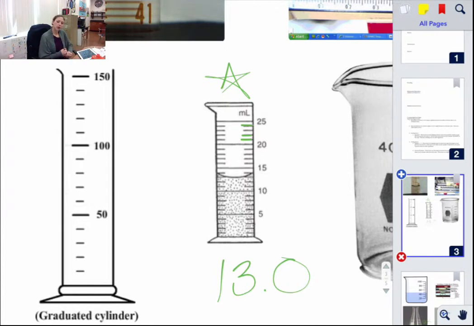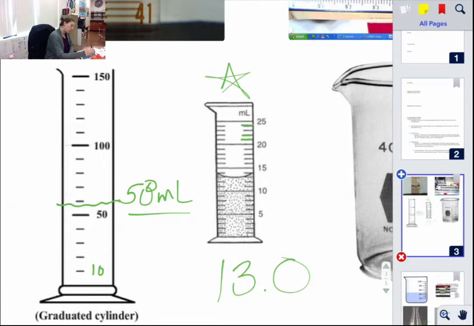If we look at the one on the left, it's a little bit larger graduated cylinder. We have 50, 100, 150, and each one is 10. So if my liquid line was somewhere in there, I would say, well, I'm not 50, but I'm not 60, so I am maybe 58 milliliters. It goes up by 10s. You've got to guess your ones.